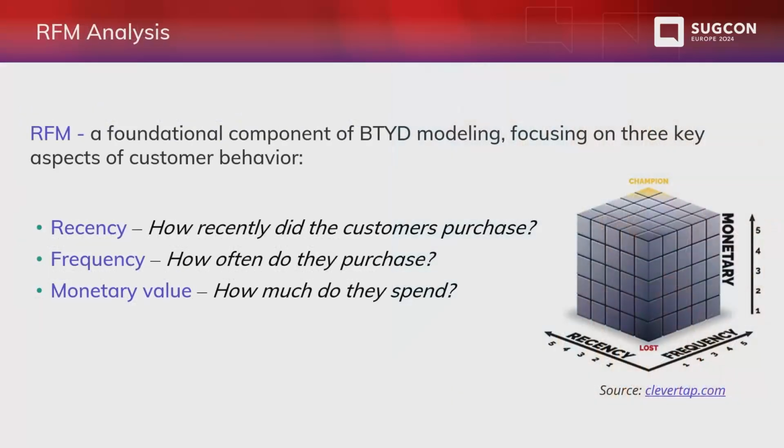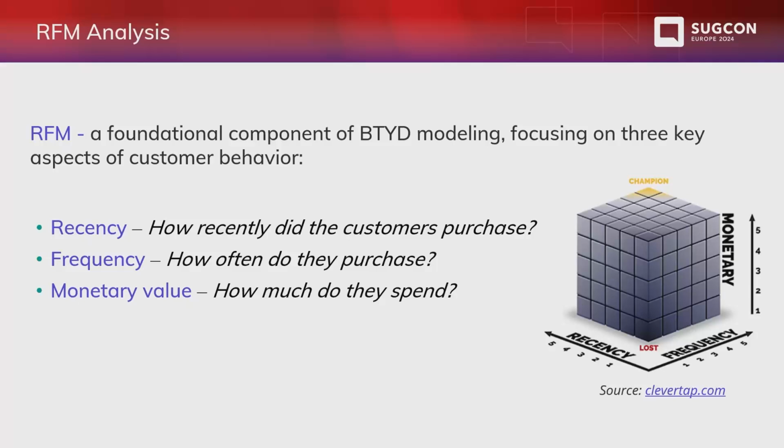A foundational component of Til You Die modeling is RFM analysis. RFM analysis focuses on 3 key aspects of customer behavior: recency, frequency, and monetary value. Recency is how recently a customer made a purchase. Recent purchases often indicate higher engagement and potential future activity.